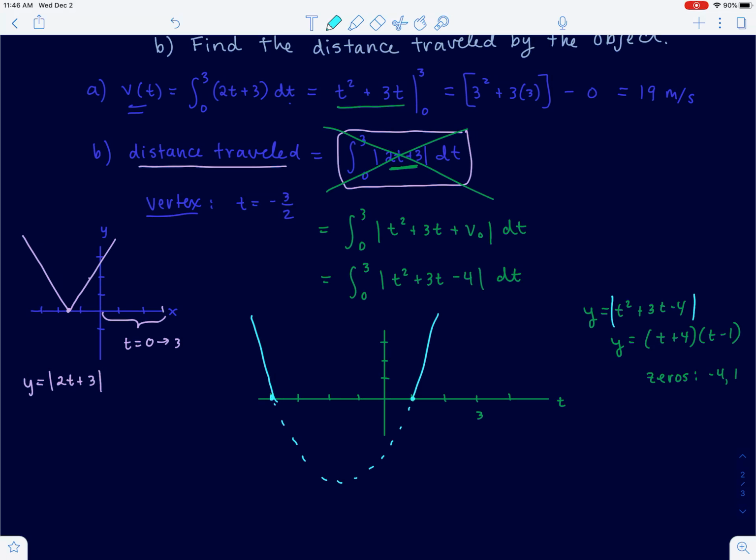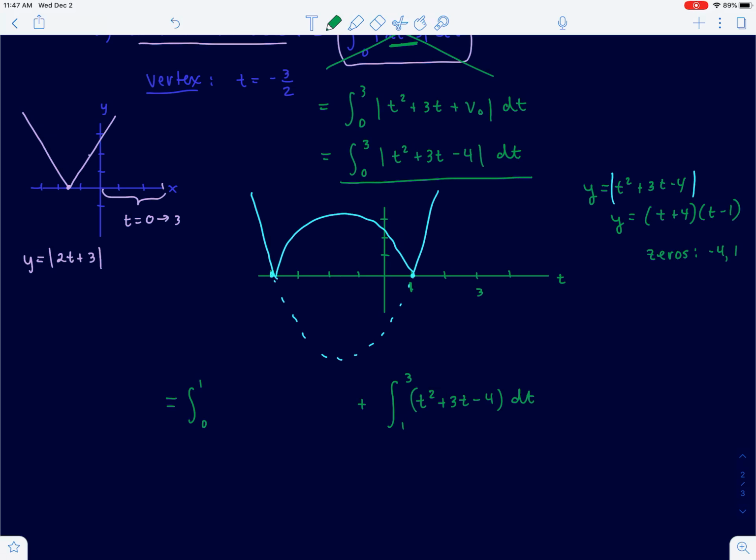So that means that we're going to have to split up our integral into 2 pieces because of this one right here. So we have to split up our integral from 0 to 1, and then the other piece is going to go from 1 to 3. The 1 to 3 part is just going to be the t squared plus 3t minus 4 dt. And then the 0 to 1 part needs to be that reflected piece, which is really just going to be the opposite of t squared plus 3t minus 4 dt.